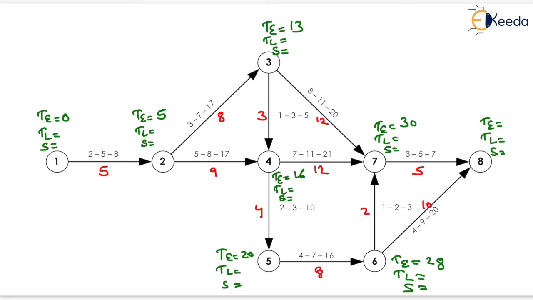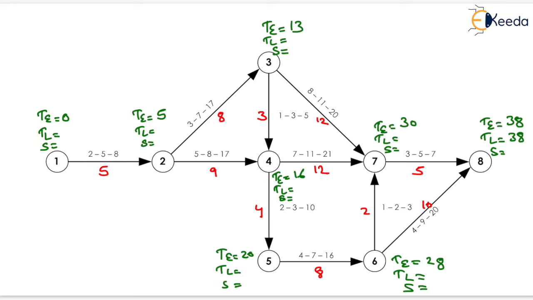Now at event 8, T will be equal to 30 plus 5, that is 35, and 28 plus 10, that will be equal to 38. So the maximum will be the answer, that is 38. Now if TL for event 8 is not given, then we can take this value equal to TE, so TL will be equal to 38. Similarly, we can determine the TL for event 6, event 7 as well as for all the events.